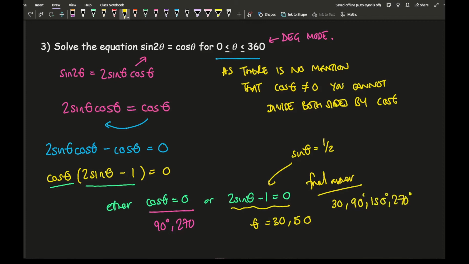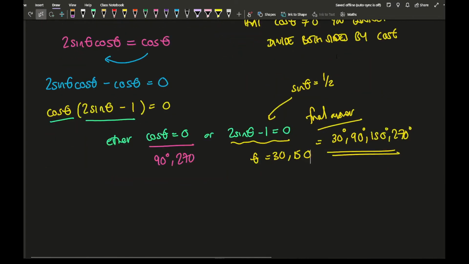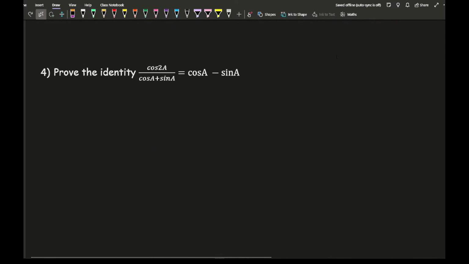Does it need to be in numerical order? No, it doesn't, but you want to make sure you're including all four of those angles, because missing any of them could mean losing a mark. So let's have a look at our next example.